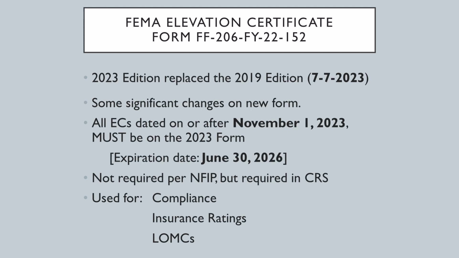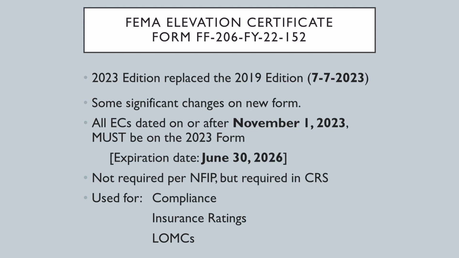ECs are primarily used for 3 main purposes. The first is for NFIP compliance, as a way to document whether a building was constructed compliantly or not. The second purpose is insurance. FEMA's current rating methodology has removed the requirement for ECs to obtain flood insurance. However, they are strongly encouraged when applying for an insurance policy and are still an integral part in making sure the building is properly rated.